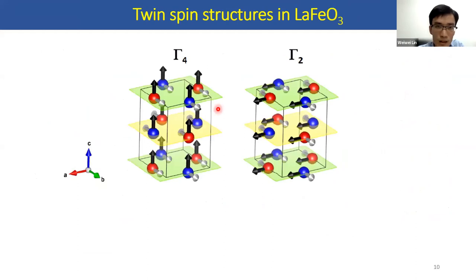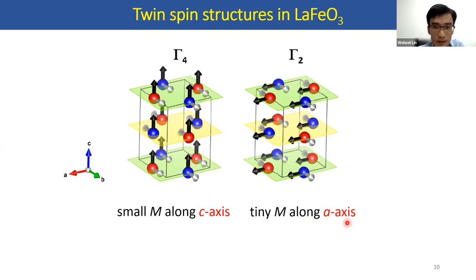In lanthanum ferrite, the two spin structures are called gamma 4 and gamma 2. Gamma 4 spin structure: the small net magnetization is along the C axis, so we call it gamma 4. There are also smaller magnetizations, tiny magnets along the A axis, as I showed for the magnetic loop before. So we need to remember that in this material we have twin spin structure.